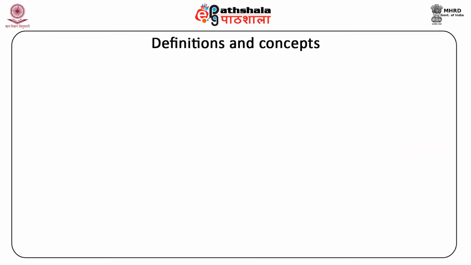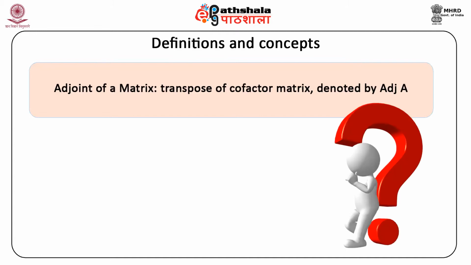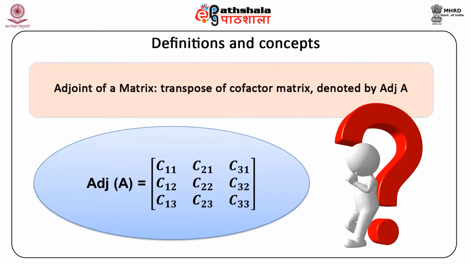Adjoint of a matrix. Adjoint of a matrix A is the transpose of the cofactor matrix. It is denoted by adjoint A. That is, adjoint A is equal to C11, C21, C31, C12, C22, C32, C13, C23, C33.